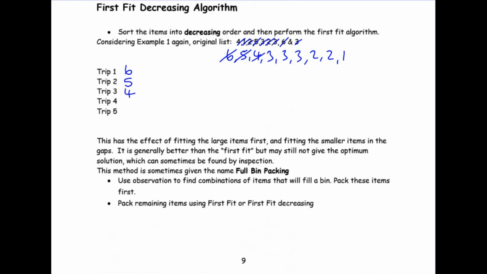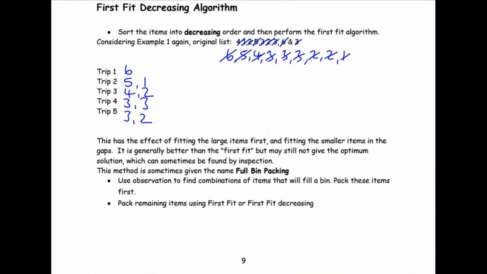My 4-ton has to go on trip 3 because it won't fit on any of those. My next 3 has to go on a trip on its own because it still won't fit on a 5 or a 4. But then I can fit another 3 on with it, and this will give me a full bin, a full trip plus trip 4, which is good. I've got another 3 which must go in a trip on its own because it won't fit in with the 5 or the 4. But then this first 2 I can slot in with the 4 to give me a full bin on trip 3. This second 2 I can slot in with this 3 in trip 5 to give me a bin of 5. And finally this 1 I can squeeze in on trip 2 to make another full bin of 6.